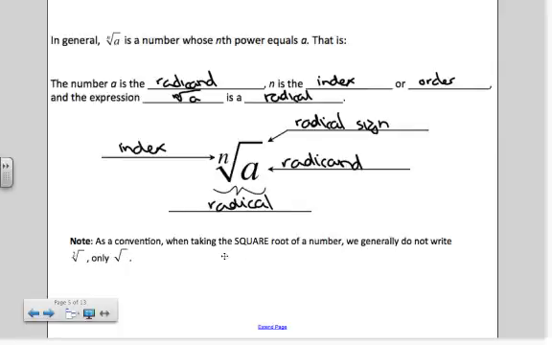Now, as a convention, when taking the square root of a number, we generally don't write a 2 on the radical. It's only the radical sign, because generally speaking, this is the one you're taking. Now, if you want to have a more specific one, cube root or something, then you need to write which one it is.